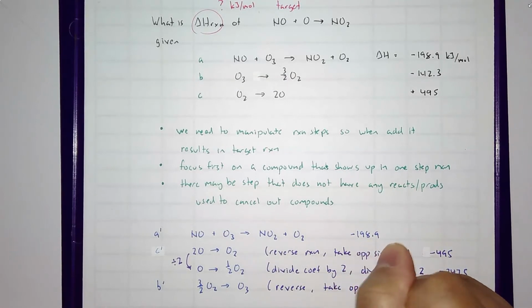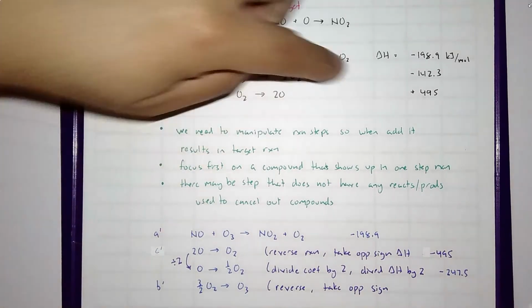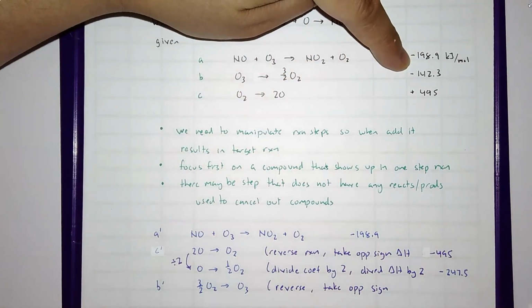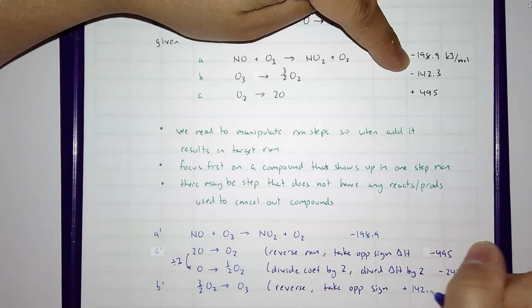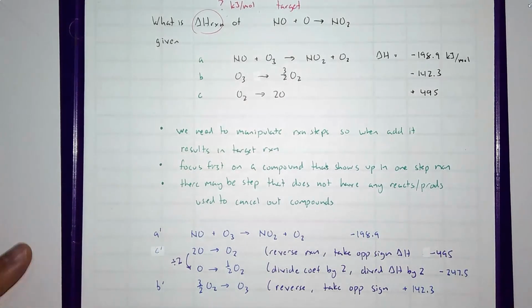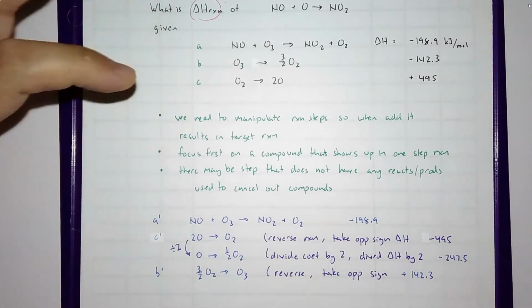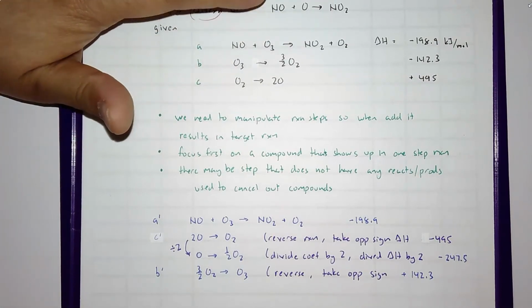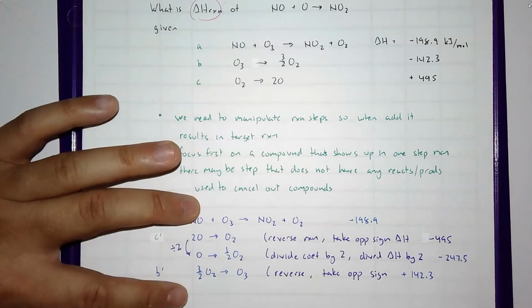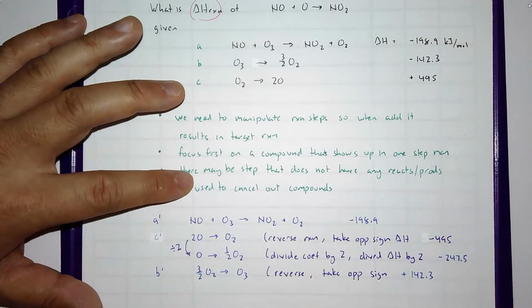Take opposite sign. It's negative 142.3. The opposite sign is positive 142.3. Now, be very careful. What reactions are we adding? I'm going to try to add them now because I have taken a look at every single reactant and product in the target, and I feel like I have those set properly in the individual steps.